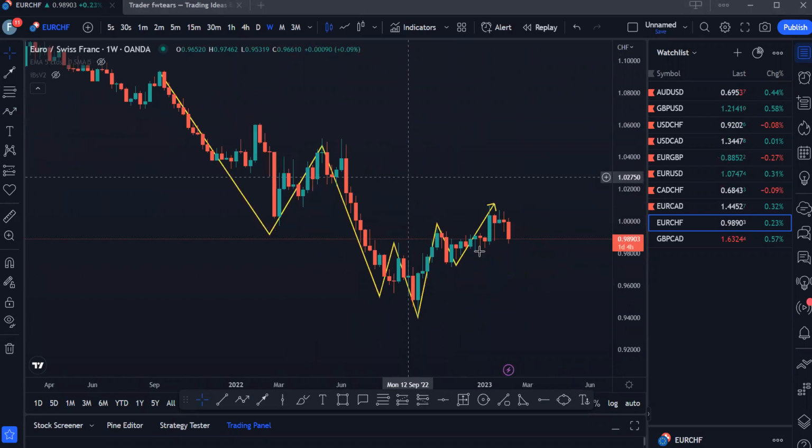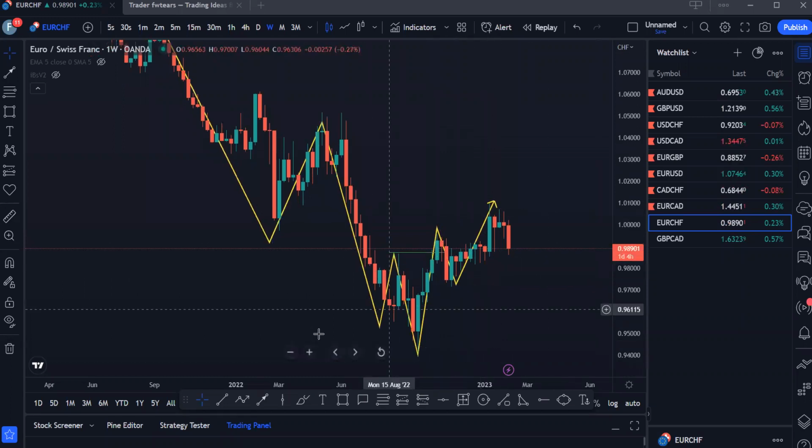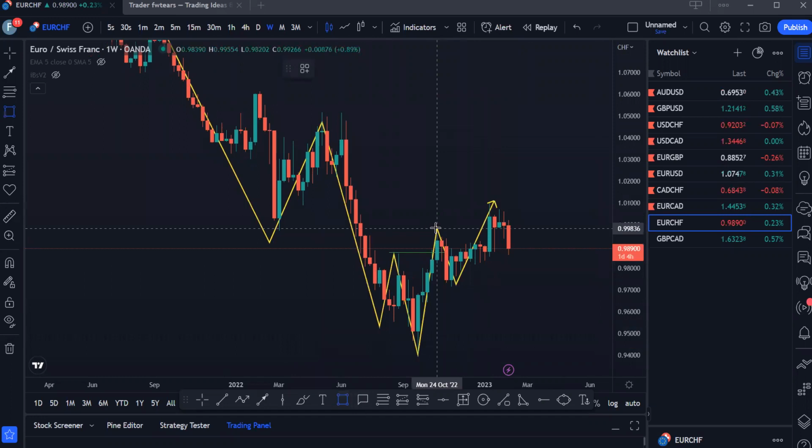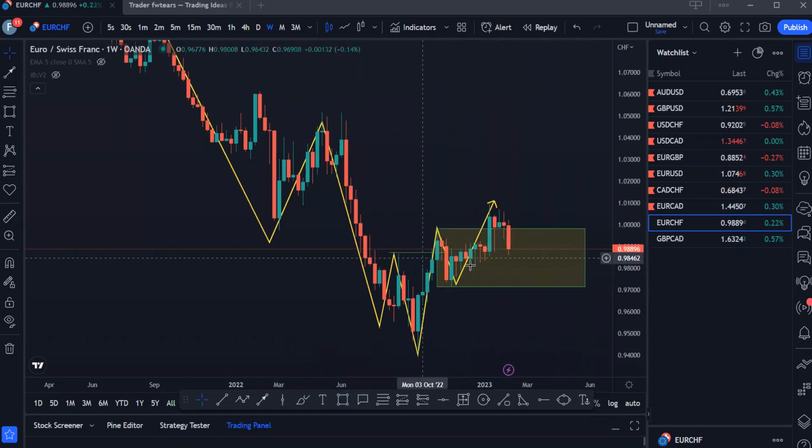Why is price in an uptrend? Because at this retracement here, this is a lower high, like so. And price has taken out this lower high. We've seen the retracement into a demand zone. We've seen a higher high, right? Currently, price is reacting to this demand zone over here. All right, so over here, price is in an established uptrend on the weekly on Euro CHF.